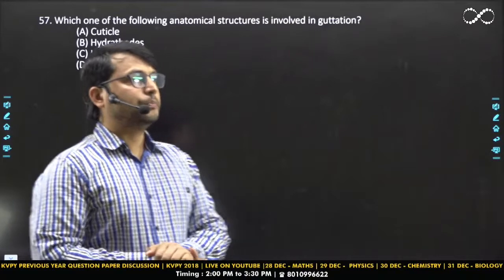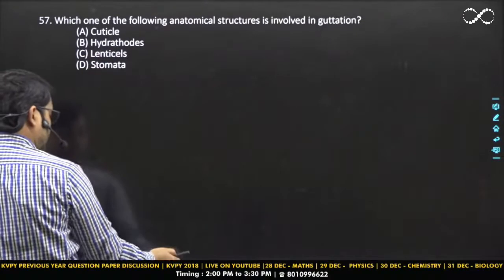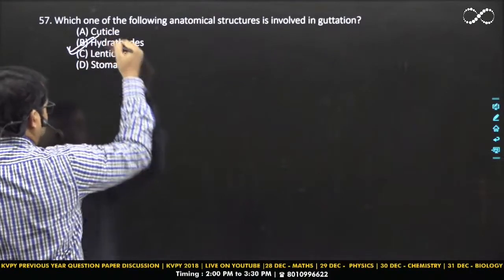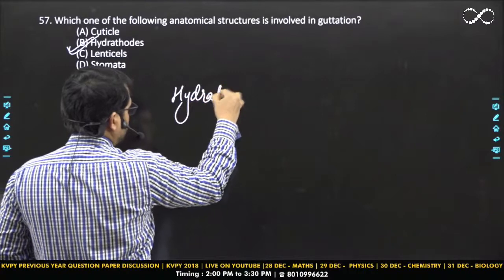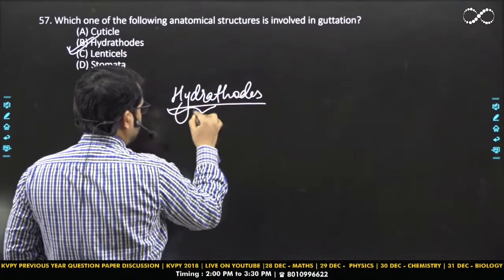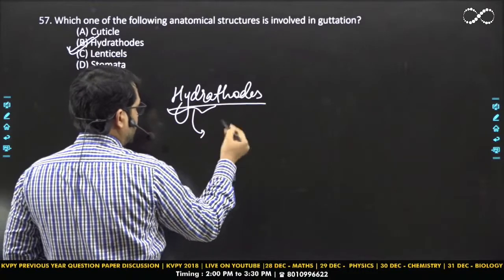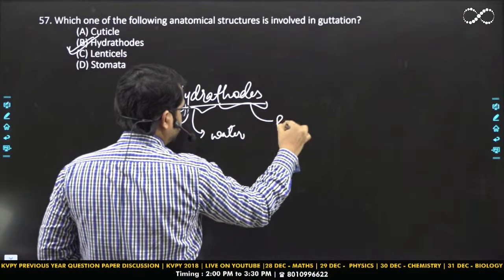Okay, Online Edu is saying B, hydathodes. Yes, correct. So the correct option is obviously the hydathodes. The name is telling you a lot of things. Hydra is coming from hydro, and that is for water, and thodes are the pores.